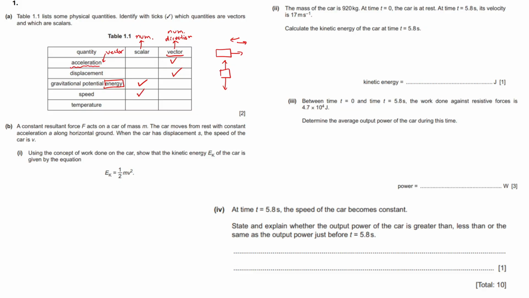And then speed as well as temperature are both going to be scalars because they only represent quantities and they don't have a direction associated with them. Speed and velocity are heavily related, but the only difference between these two ideas is that velocity has a direction and thus is a vector.